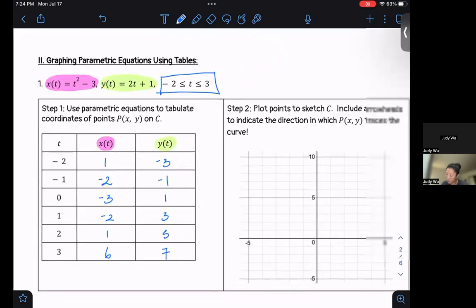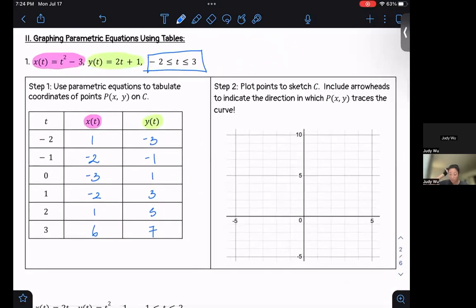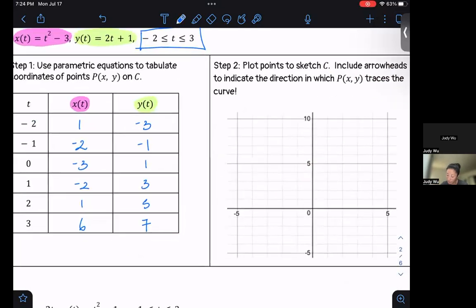All right, so now let's plot the points to sketch the graph. We have to, however, include the direction. We have to include arrowheads so that we know which direction our curve is going in, okay? Because something that goes in this direction is going to be different than the same thing but going in the other direction, okay? All right, so let's plot these points.